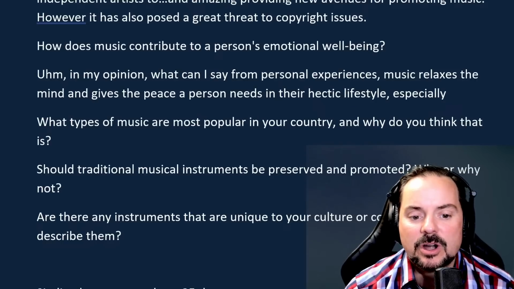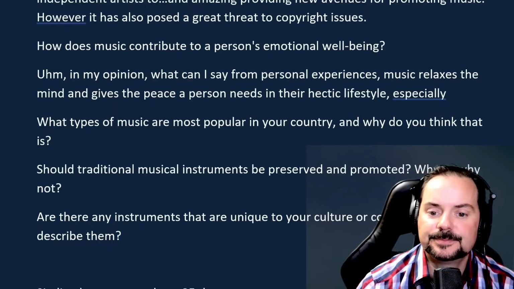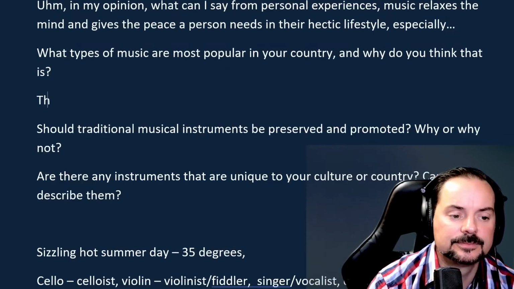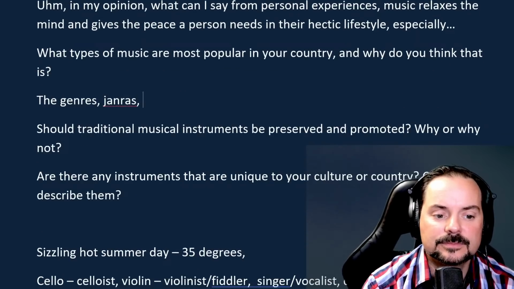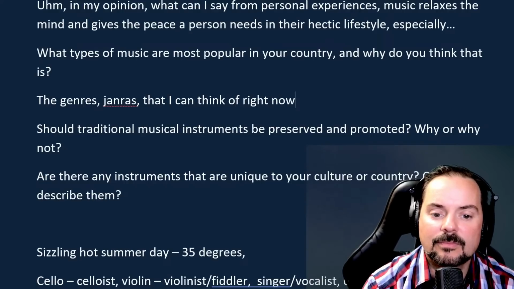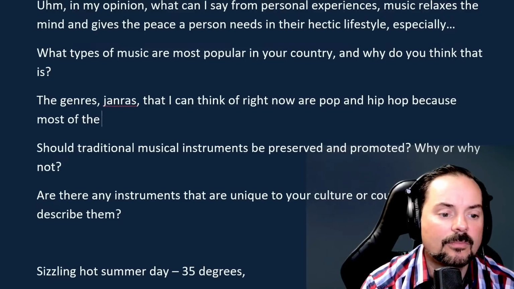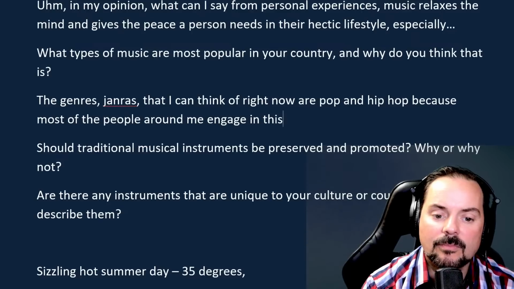What types of music are most popular in your country, and why do you think that is? The genres that I can think of right now are pop and hip hop, I would say, because most of the people around me usually engage in listening to these types of songs. Moreover, the songs which are very energetic and loud are very popular. I seldom see emotional or romantic songs trending these days. So yes, these types of songs are popular these days.